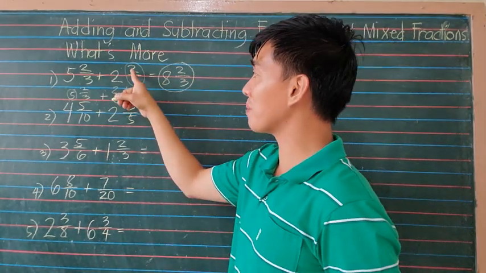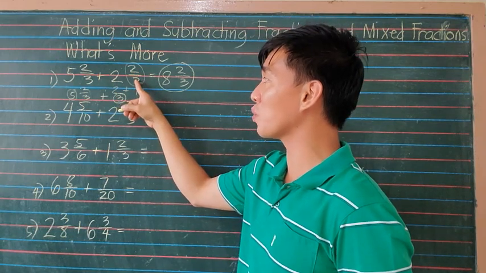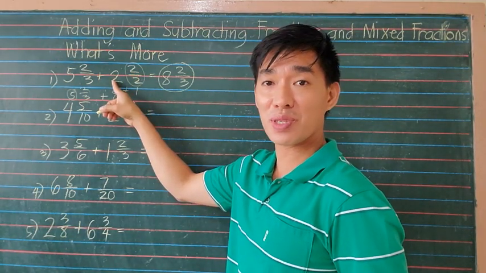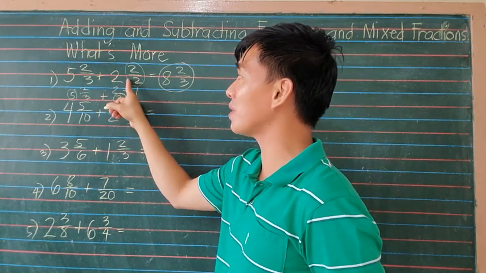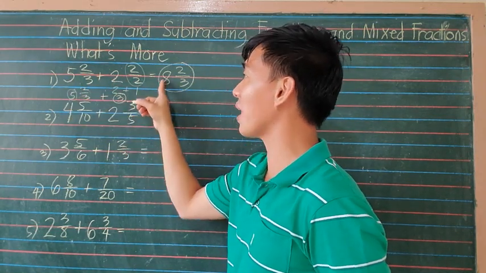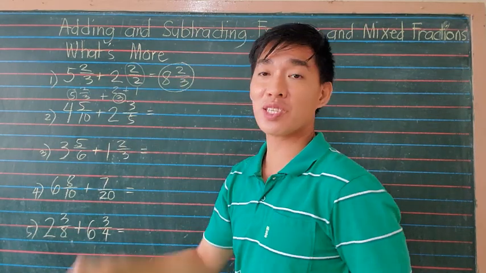Again, I would like to repeat: because 2 halves is also equal to 1, you will add it to 2, so that will give you 3. Now, you just add the whole numbers, 3 plus 5, that is equal to 8, then copy the fraction 2/3.